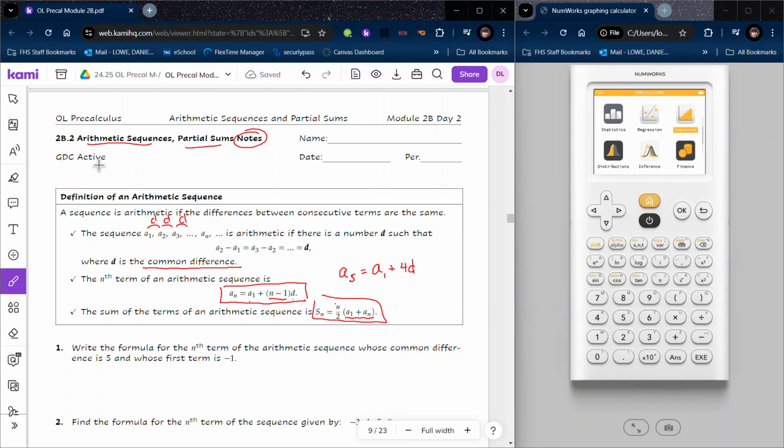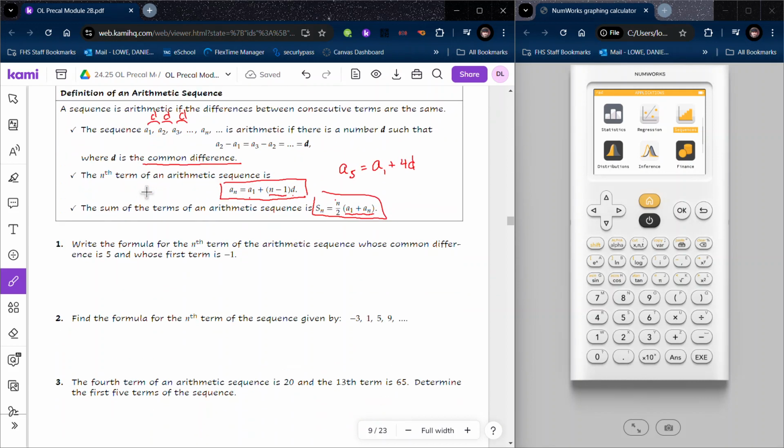All right, for our notes here, we're going to be using a calculator. I like to use the NumWorks calculator for its functionality. If you're using a different technology, make sure you understand how to use your particular technology.